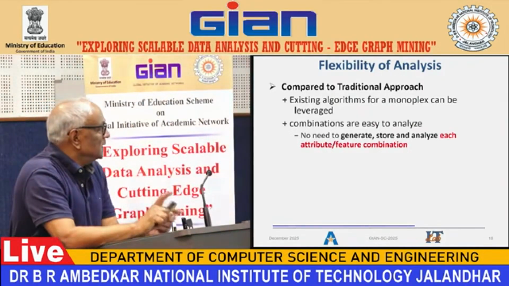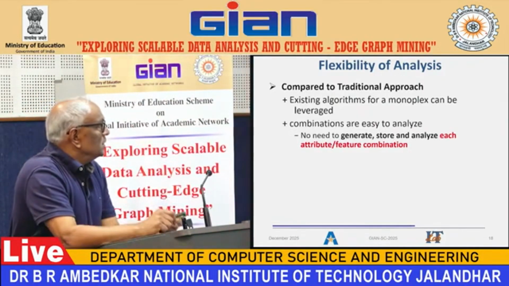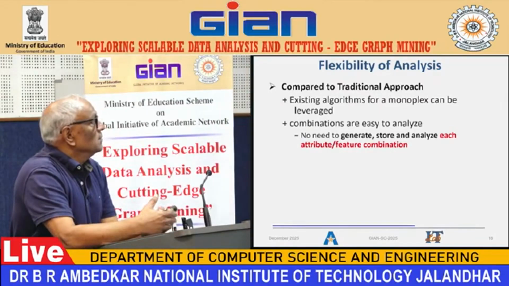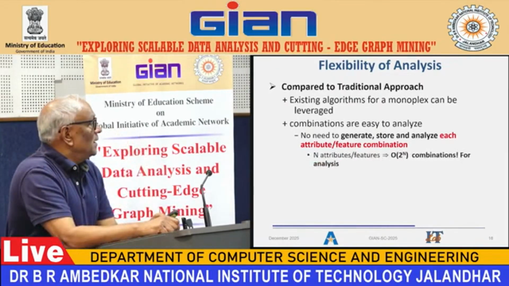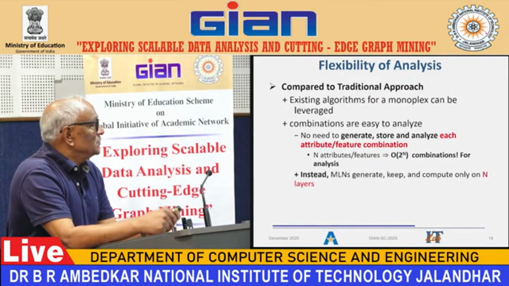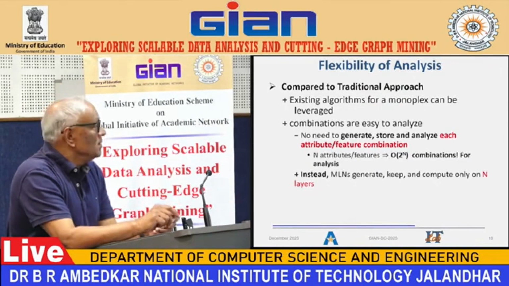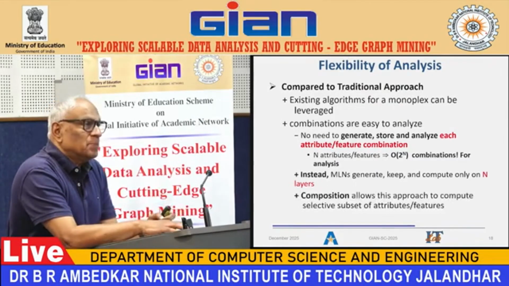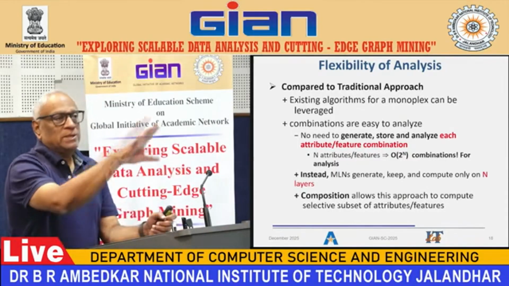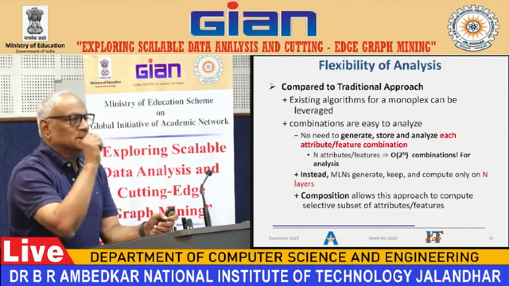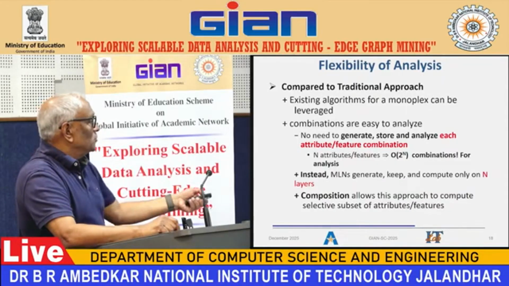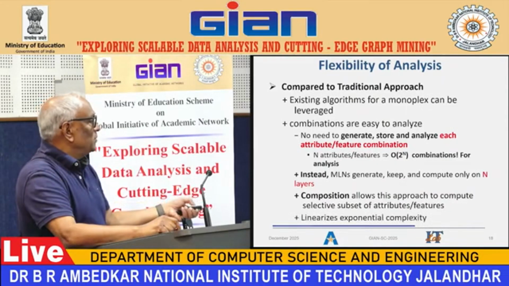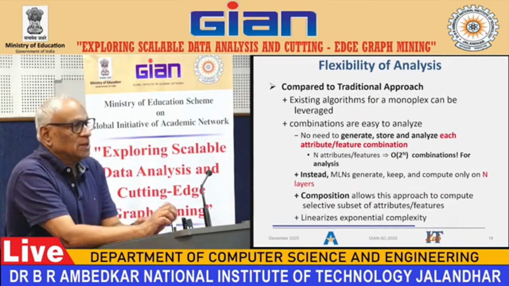The negatives are no need to generate, store, analyze each attribute feature combination. We don't have to generate and store as in the first case. If you have n attributes, you have exponential combinations. We don't have to do that. Instead, MLNs generate, keep, and compute only n layers. So we have reduced an exponential problem to a linear problem. That's a very huge advantage. Exponential is computationally very difficult, linear is very easy. Composition allows this approach to compute selective subset of attributes, linearizes exponential complexity.